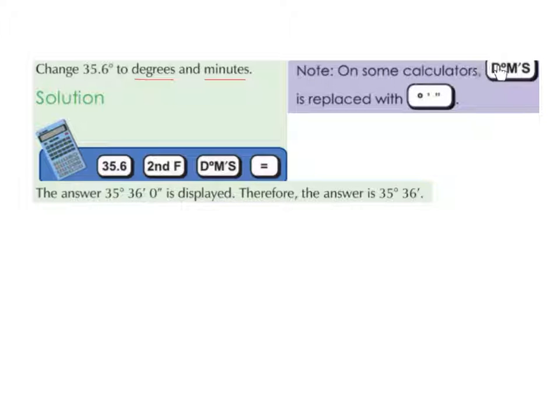Note on a calculator, on some of them, DMS is replaced with this button instead. It represents degrees, minutes and seconds. This is a very useful button for helping us work out time. So if you wanted to work out the length of a film, so if you wanted to take one time away from another time, for example, 4 hours, 16 minutes and 21 seconds minus 2 hours, 13 minutes and 4 seconds, you could use this button here.